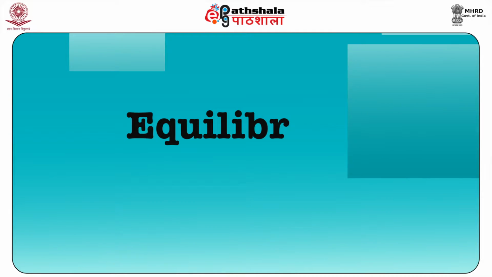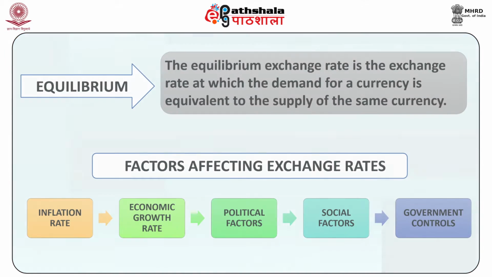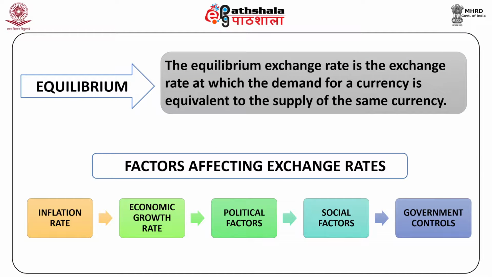Now coming to the equilibrium part. The equilibrium exchange rate is the exchange rate at which demand for a currency is equivalent to supply of the same currency. We can discuss factors affecting exchange rates. There are several factors that affect the exchange rates through their effect on foreign currency demand and supply, leading to the new equilibrium exchange rate. The factors that influence exchange rates are: number 1, inflation rates.